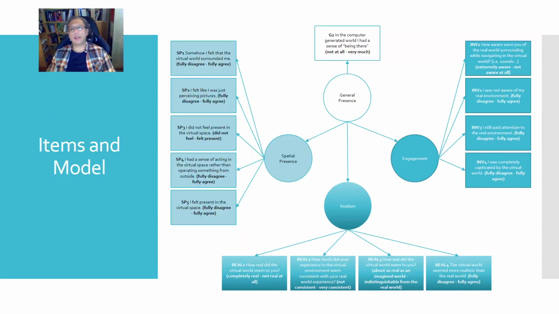So here are the items of the IGroup Presence Questionnaire. As you see, there are 14 of them. Some of them are related with this. So I'm just going to give you a second to take a look at them. Now, there is this general presence, that construct, which drives the other aspects of presence, and the items are driven, let's say, by spatial presence, realism, and engagement.